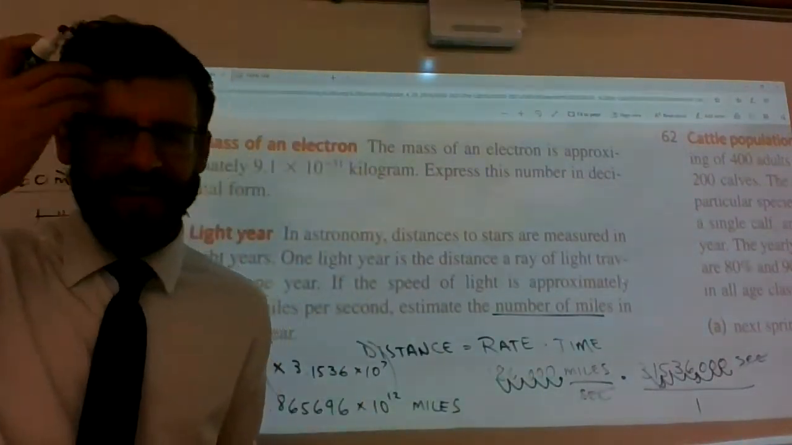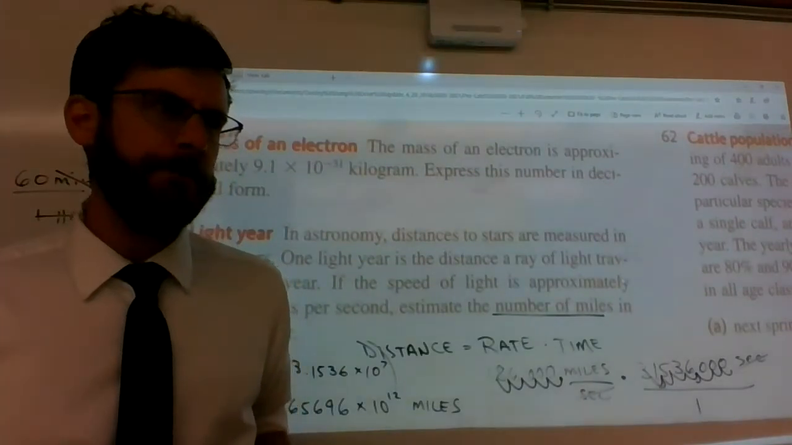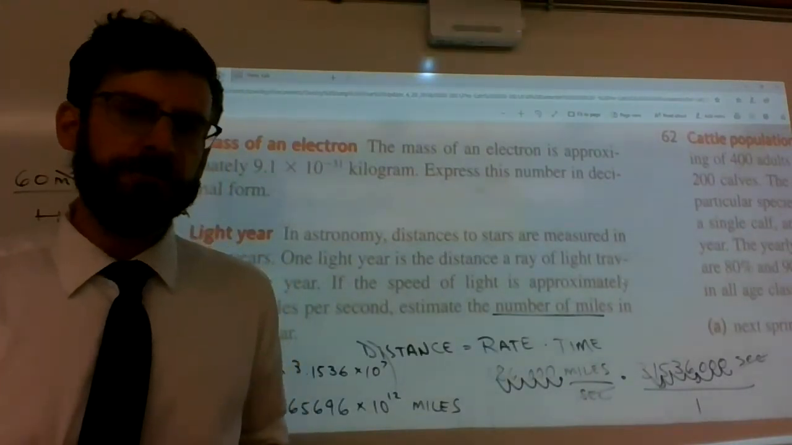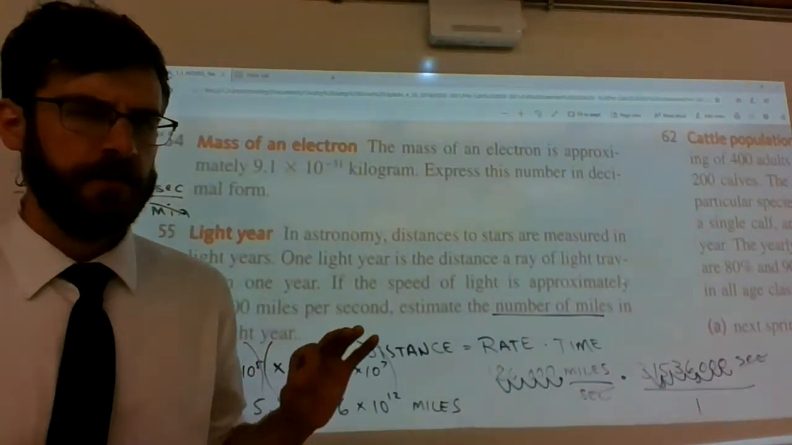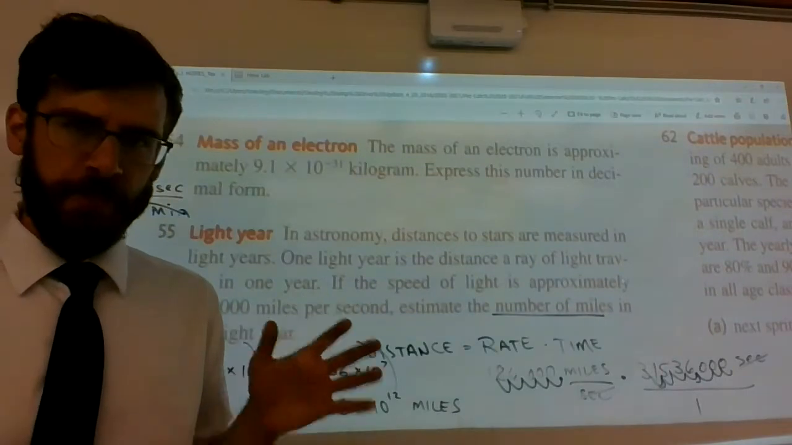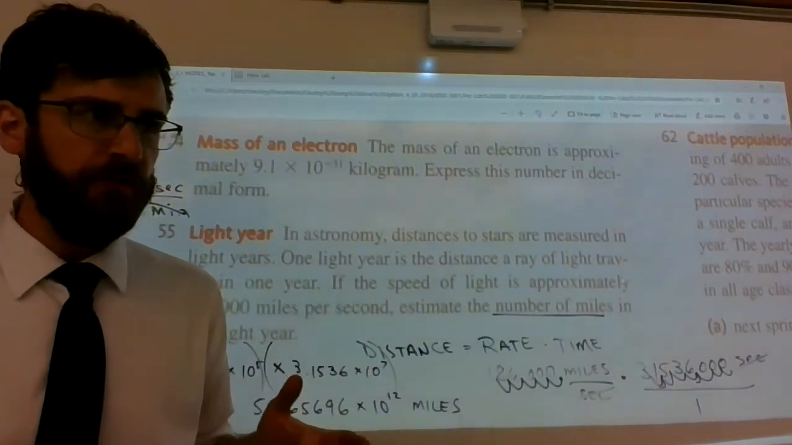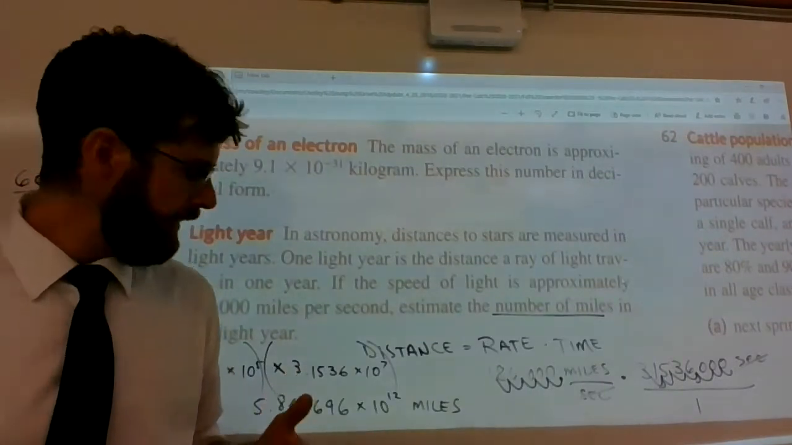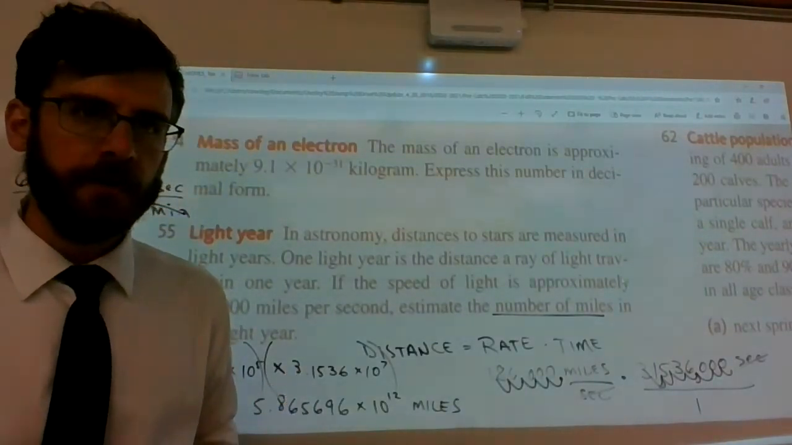I'm just the kind of guy that likes to have some perspective on things. How many miles is that? Well, 3 tens would make it 5,000. 6 would make it 5 million. 9 would make it 5 billion. 12 would make it 5 trillion. It's 5.86 trillion miles. That's a long way.